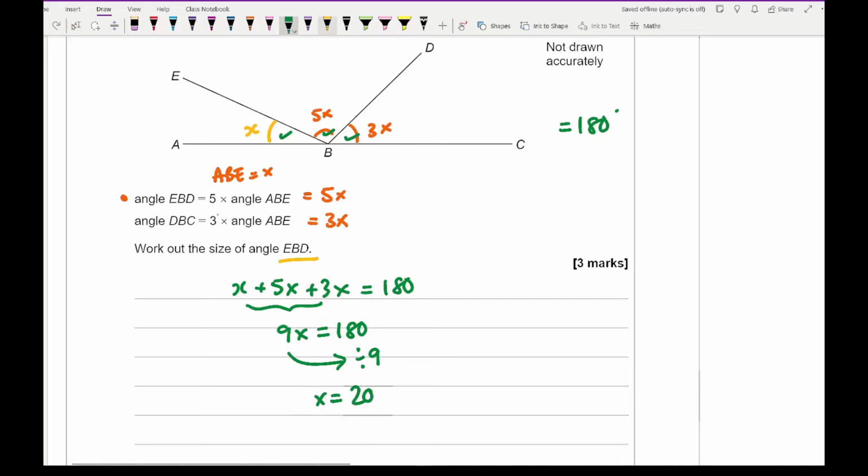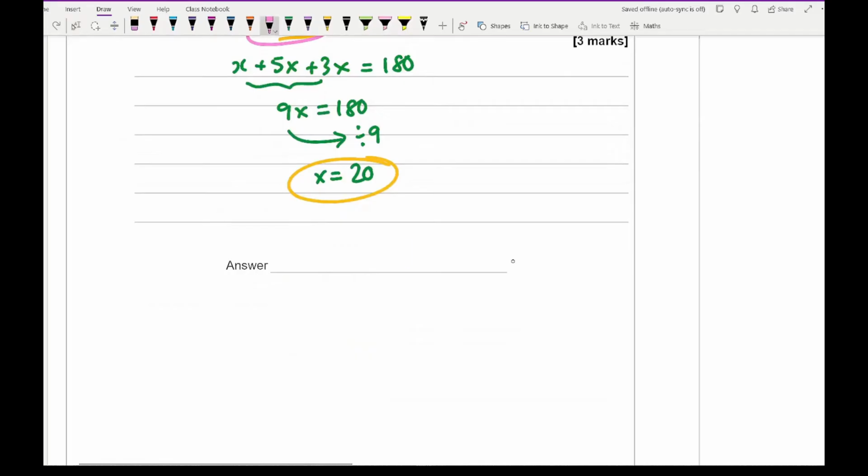So then what I can do is substitute. Now that I know that X equals 20, I can work out what each of these angles are going to be. So X is going to be 20, 5 times 20 is 100, and 3 times 20 is 60. Now the question is asking me to work out angle EBD. So EBD is this angle here. So the answer then is 100.